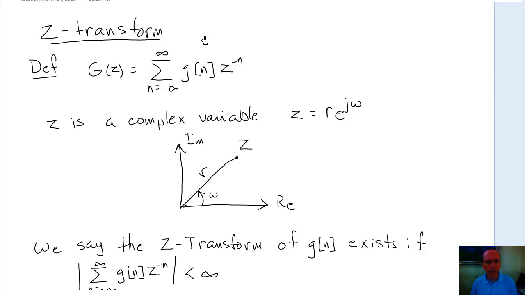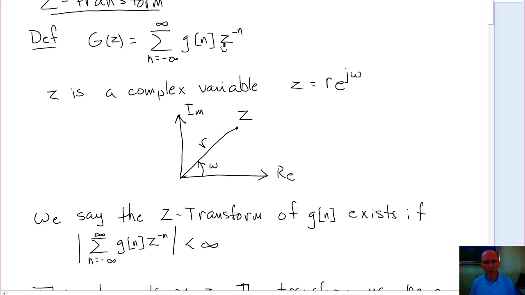So let's say we have a sequence, g of n. Its Z-transform, we write as G of z, and it will be written this way. We're going to use the same notation as the book, writing functions in time with small letters and writing the transformations in capital letters. So the definition is we take the sequence, multiply it by z to the minus n, and sum from minus infinity to infinity. Now this variable z is complex.